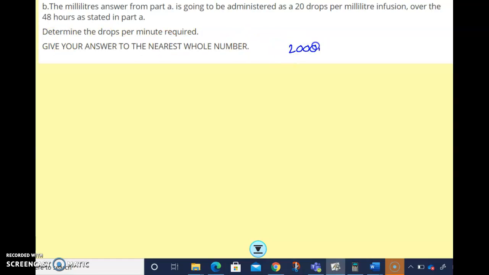Write it down before I forget it. Okay, the millilitres answer from part A, which is this here, is going to be administered as 20 drops per millilitre infusion over the 48 hours. Determine the drops per minute required. Okay, we've got 2,000 millilitres. Each millilitre is going to have 20 drops. So altogether, we've got 40,000 drops. Okay, that's the total number of drops. That's going to be over 48 hours.